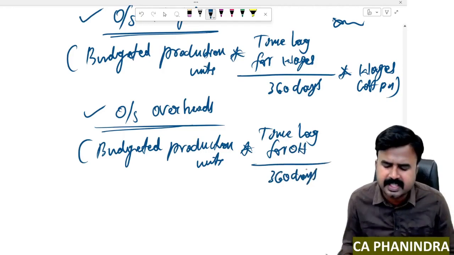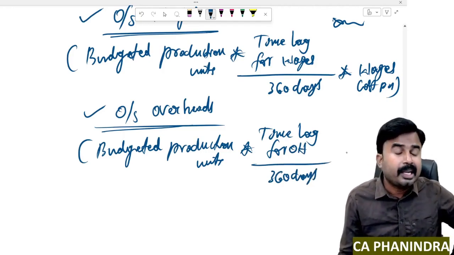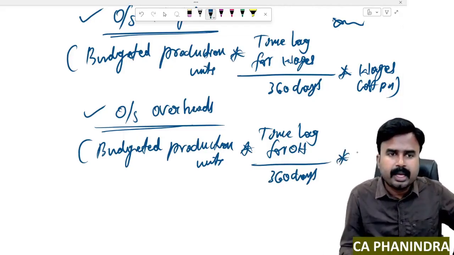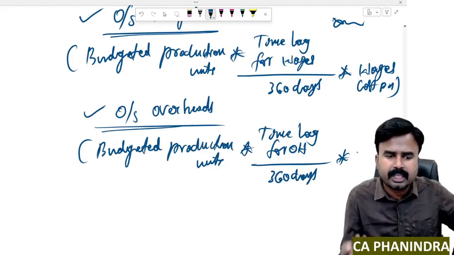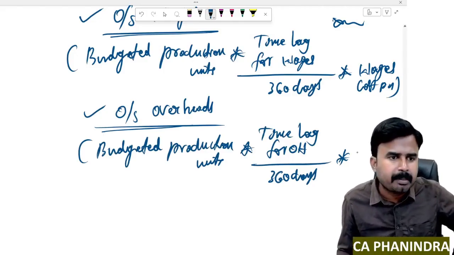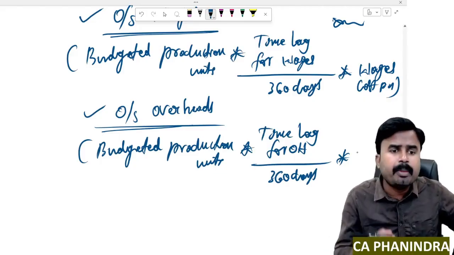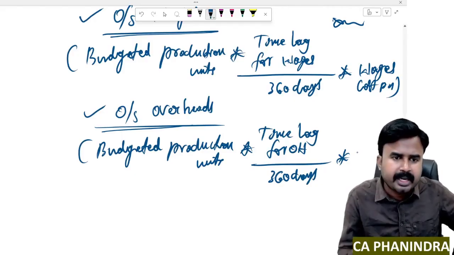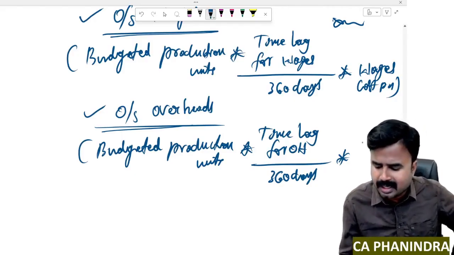Instead of taking 360 days everywhere, you can take 12 months also. If the numbers are given in months, you can take weeks also, 52 weeks. In case of the inventory norms, nothing but time lag for wages or overheads or inventory, raw material holding period, work in progress holding period, finished goods holding period, if these numbers are given in weeks, then the denominator must be 52 weeks. If these numbers are given in months, then the denominator term must be 12 months. If the number is given in days, you should consider 360 days.